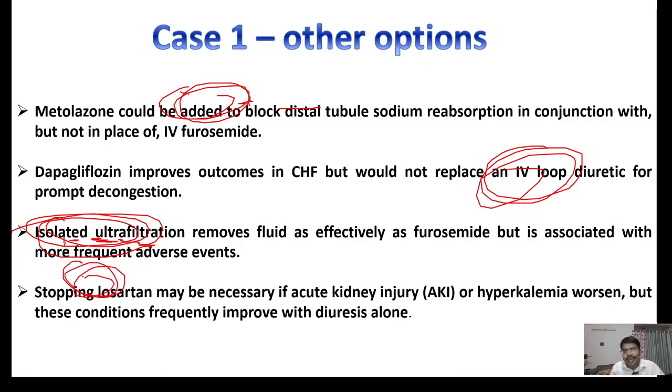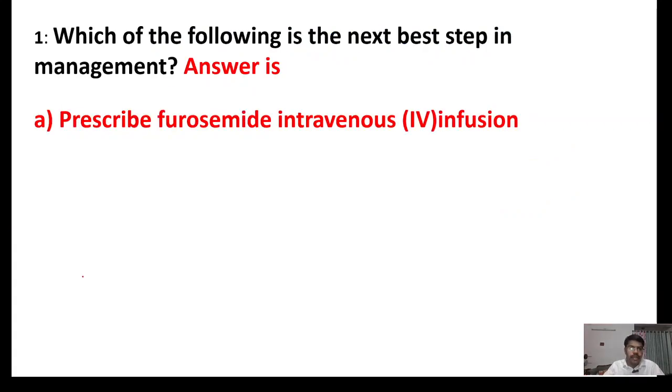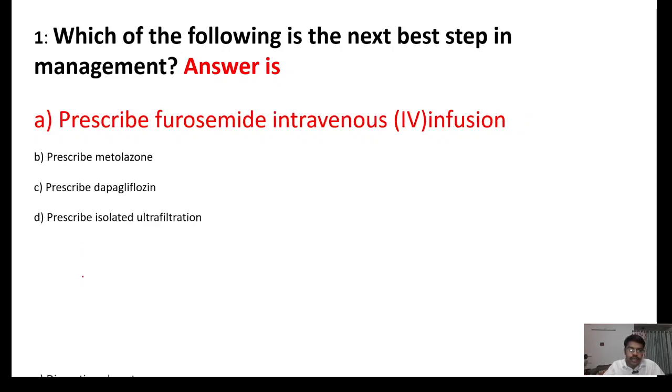Stopping losartan doesn't have any direct relation with volume overload. Yes, losartan can be stopped or has to be stopped if the patient is in AKI or if the patient is having hyperkalemia. At this point of time, there is not much relation between the patient's volume overload and stopping losartan. So this is all about the other options. So the answer to this question, which is the next best step in this patient: imagine you are handling this patient in the casualty. Always go for IV dose of furosemide or an equivalent stepped up dose of torsemide also. The other options we have discussed, why they are not correct.